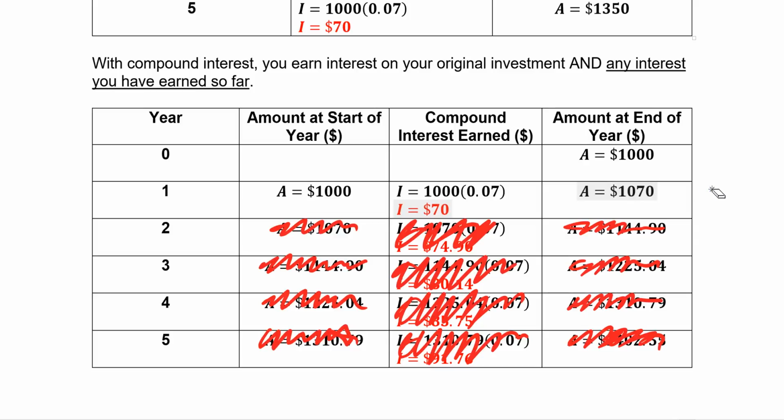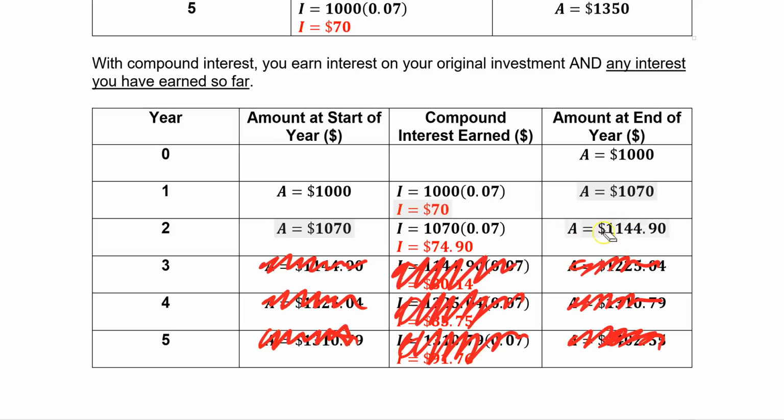After 1 year, you'll see that it doesn't make any difference at all. We still have $1,070. Where this becomes different is at the start of year number 2. Compound interest says that we have $1,070, and we will earn the 7% on that. So 7% of $1,070 is now $74.90, a difference of $4.90 from before. So our total is a little bit higher compared to the simple interest table.